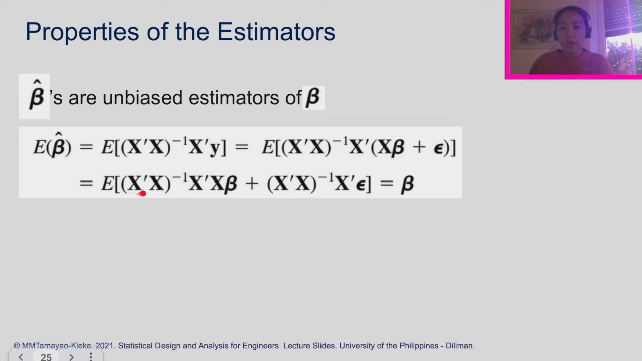Now, we know that this one here is just equal to I, or the identity matrix. So this would just be equal to beta. And then we know that the expected value of the error is 0, okay? Therefore, this would just cancel out to 0, and what you are left with is the expected value of beta, and you would then have beta. So the expected value of beta hat is equal to beta, which means that the beta hats are unbiased estimators of beta.